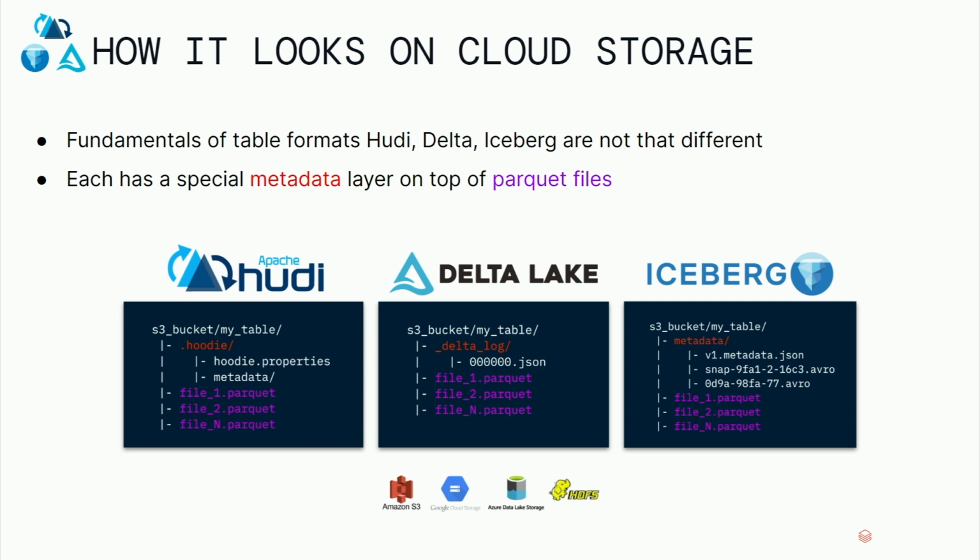So the common denominator in these three table-like abstracted formats is that you see the Parquet files, which are similar in each of them. It's just the way the metadata is designed, and that's what I was leading towards. That's what you see here, and the differences are visible in a way. It's only the design difference that makes them different.